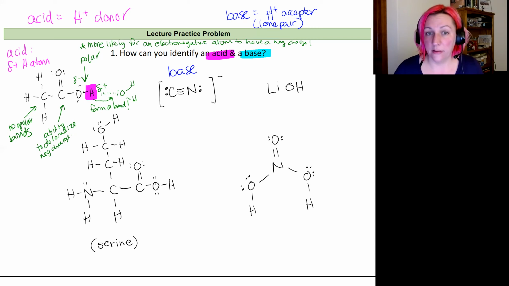And I'm going to choose the lone pair on the carbon because, as we said, it's more likely for a more electronegative atom to have that negative charge. And similarly, it's more likely for a less electronegative atom to be neutral. Right now, that extra electron on that carbon has a formal charge of -1. So because carbon isn't very electronegative, it'll be more stable if it has a formal charge of 0.